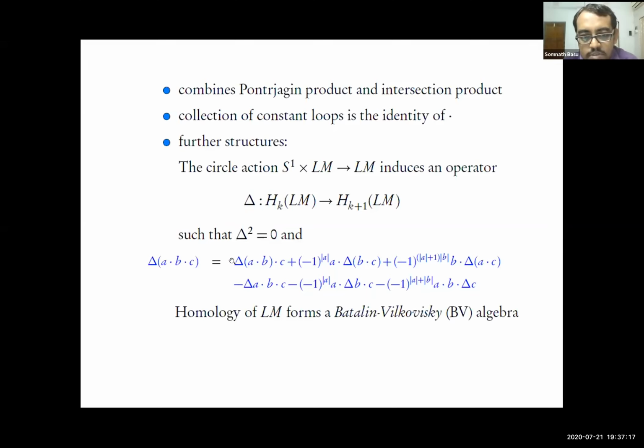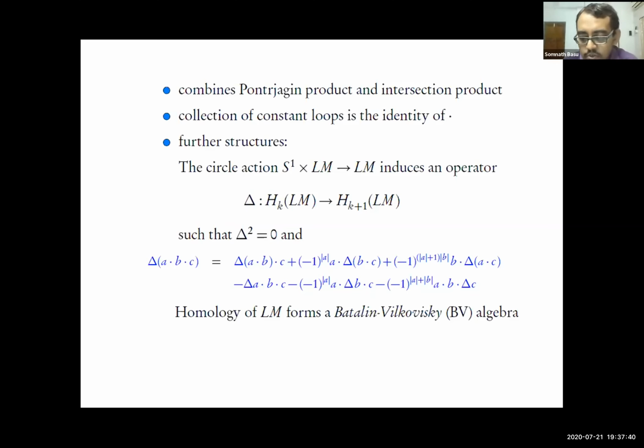But such an algebraic structure has a name. It's called a BV algebra, Batalin-Vilkovisky, named after two theoretical physicists who were studying these structures even before they were defined here, based on their interpretation of some physical phenomena. So anyway, what we get is this structure. So we have all these structures.